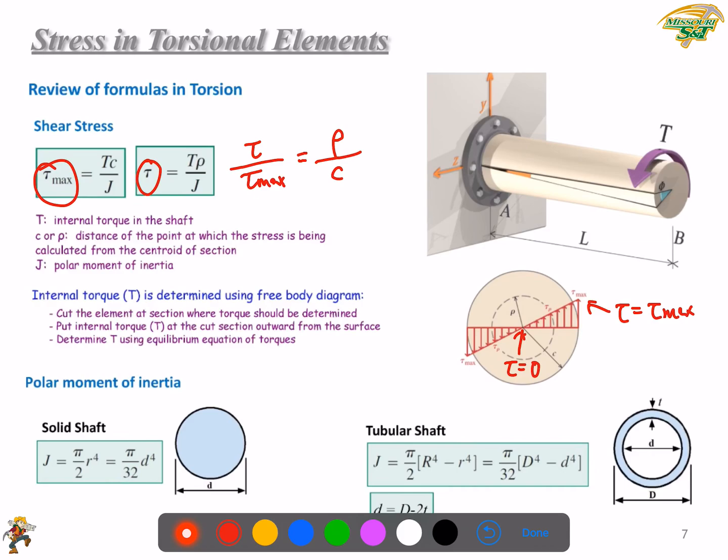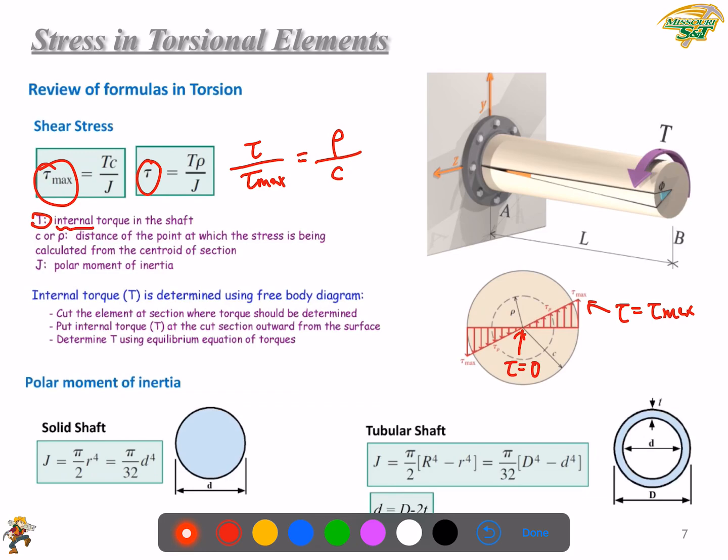Again, I need to emphasize that the T in this equation is the internal torque in the shaft. And the c is the maximum distance from the center, and rho is the distance of the point at which the stress is being calculated from the centroid of the section. So J is the polar moment of inertia.